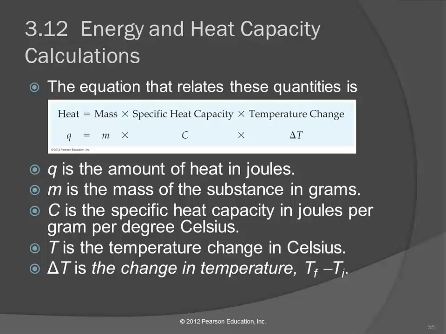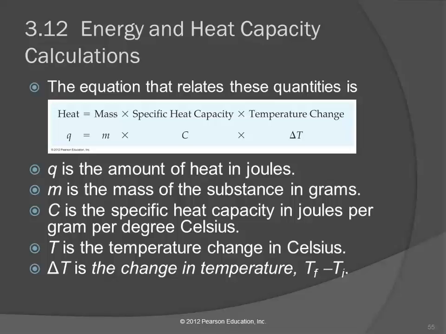Q equals mc delta T. Q is the amount of heat, usually in joules. M is going to be the mass of the substance, which would be measured in grams. C is the specific heat capacity in joules per gram per degree Celsius. And that's a weird looking unit. And that's something you look up in a table, or they may give you all the other information and have you solve for it. T is temperature.